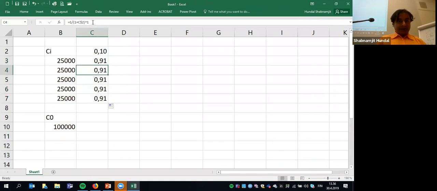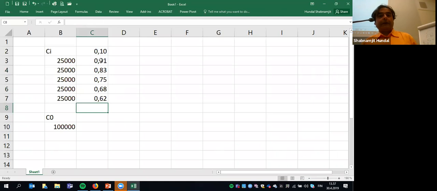But because here the years will be 2, so I make it 2 years. Here I make 3 years. Here I make 4 years because it's the end of the 4th year. And this is at the end of the 5th year. So it means that the dollar which you receive after 1 year is worth 91 cents today. And the dollar you get after the 5th year is 62 cents today, given that the rate of discount is 5%.